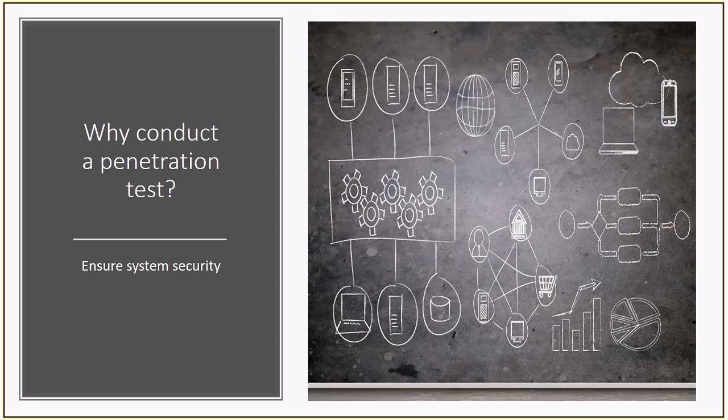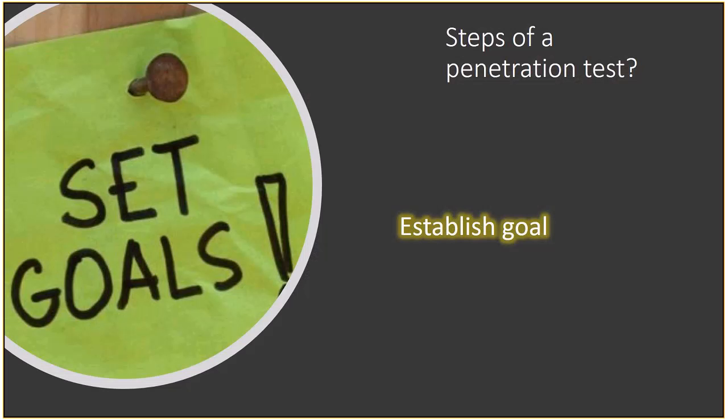So what are the steps of a penetration test? The first one is to establish a goal. Before we start, we must establish a goal to know what we want to do further. So if, for example, we want to breach a database using SQL injection or any other method, we must know that's our goal and see how we can achieve it.